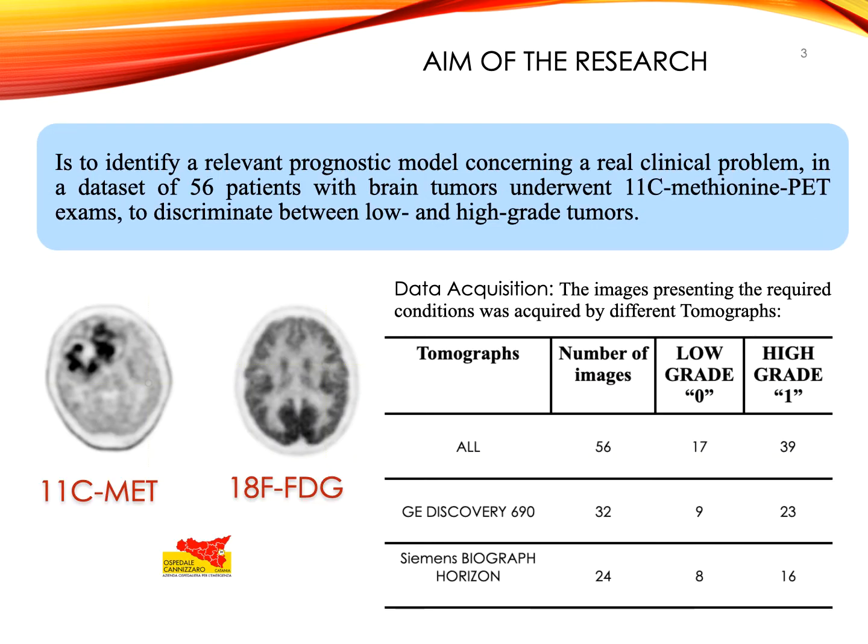The aim is to identify a radiomics workflow that can provide a relevant prognostic model based on a real clinical problem: a dataset of 56 patients with brain tumors undergoing MET-PET examinations to distinguish low and high-grade tumors. Since there is a high uptake of FDG in the cerebral cortex, the identification of low-grade tumors is difficult.